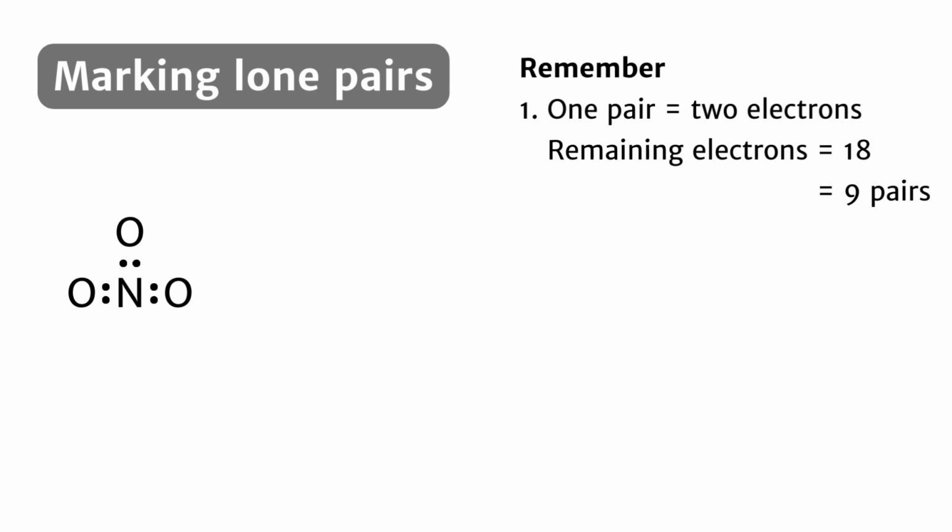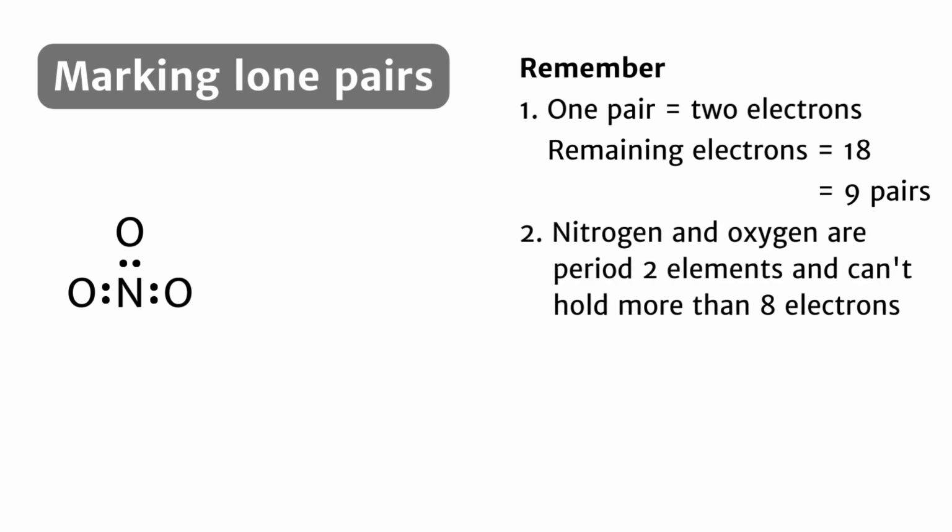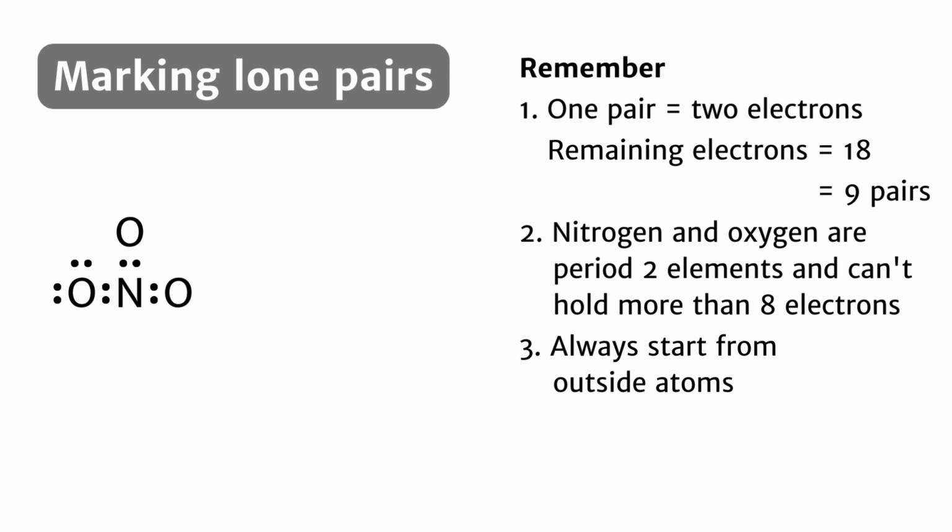Also remember that both nitrogen and oxygen are period 2 elements and cannot keep more than 8 electrons in their valence shells. One more thing to remember is to always start marking lone pairs first on the outside atoms and then on the central atom. In NO3-, each of the 3 outside oxygen atoms receives 3 lone pairs, while the central atom, nitrogen, won't receive any lone pair as we only have 9 lone pairs to mark on the structure.